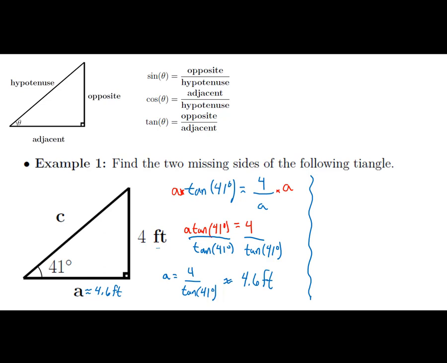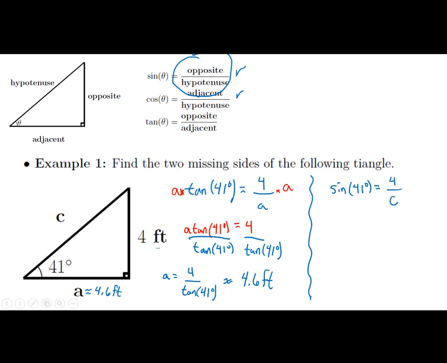All right, so to find C, let's think about what it is that we want. Well, we want the hypotenuse. So I know I'm going to use either cosine or sine because they both involve the hypotenuse. But since the thing that I know is the opposite of 41 degrees, that means that the sine is definitely the one that I want. So we'll say the sine of 41 degrees is equal to 4 over c.